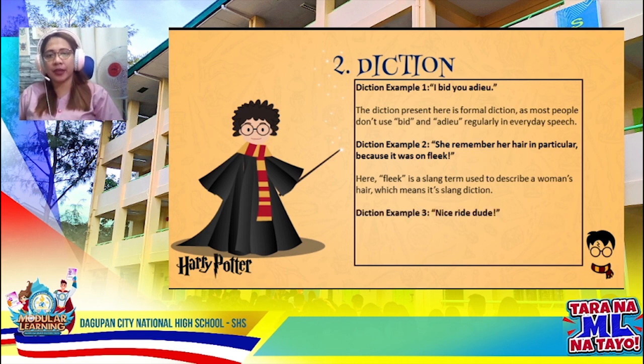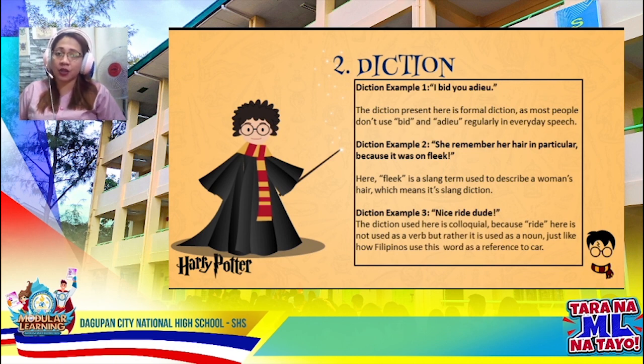Next example is: nice ride, dude. The diction used here is colloquial because ride here is not used as a verb, but rather it is used as a noun. Just like how Filipinos use this word as a reference to a car.